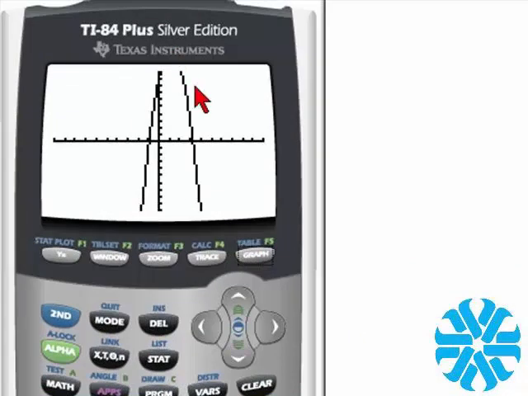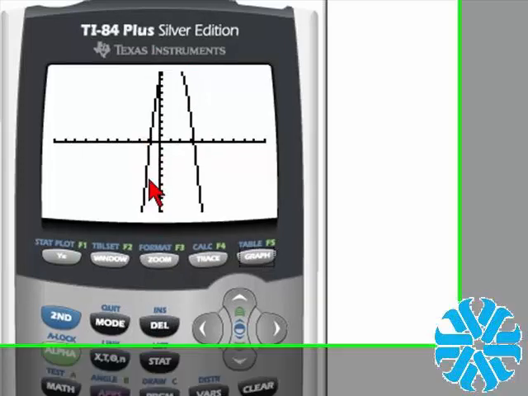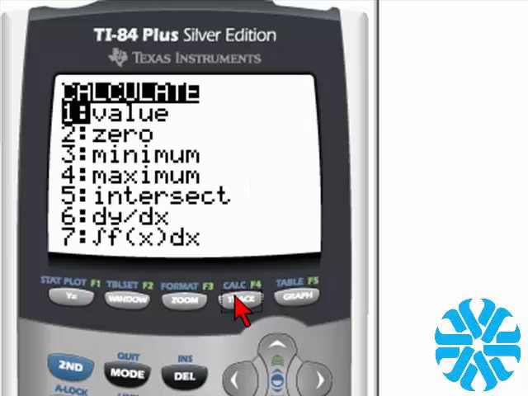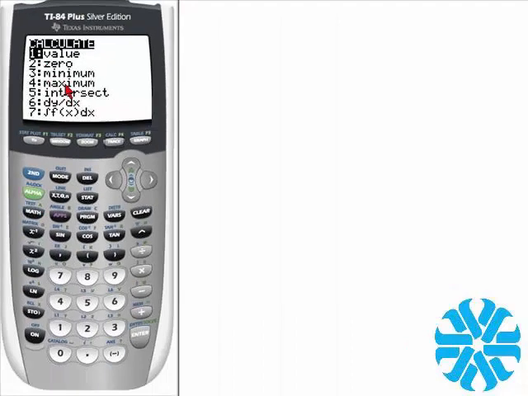So here's our quadratic function, and you can see that the function goes a little bit above up here, but we don't really need to see that. So what we need to find are the intersection points here and here. Okay, so we'll go to the second function in CALC, and this time we want to use the 0 option. So number 2.